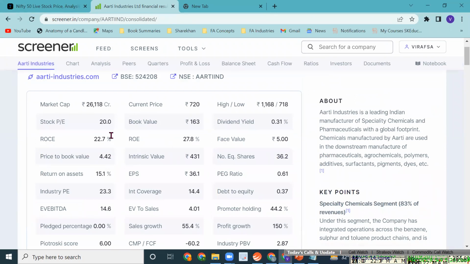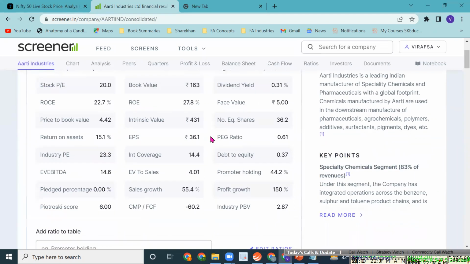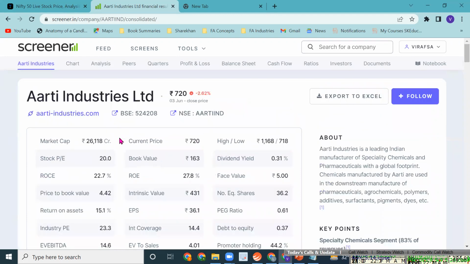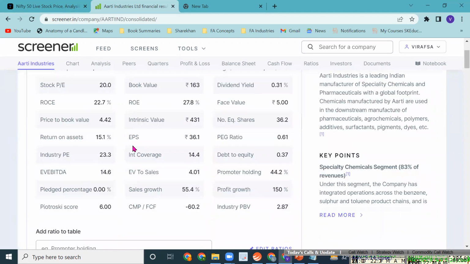It is good enough. The ROCE, return on capital employed, which should be above 15 to 17, is 22.7. It is very good. The 27.8 ROE is also very good. EPS is good. Industry PE is 23 and this is at 20 levels. It is okay, not bad.